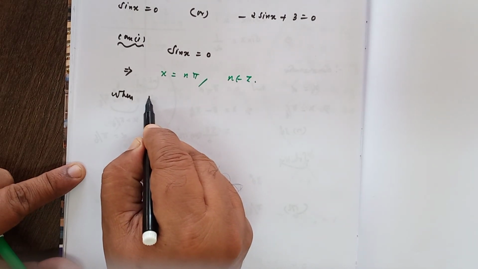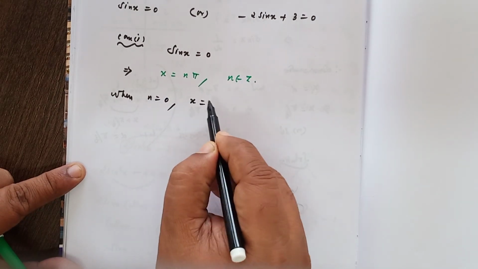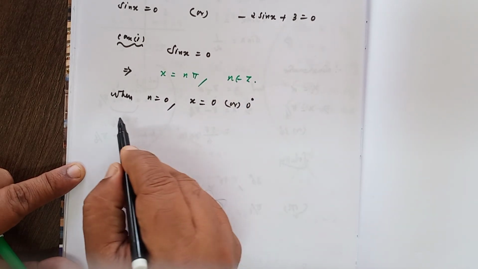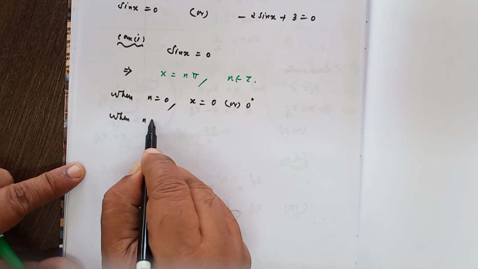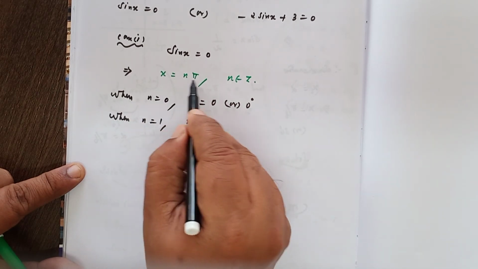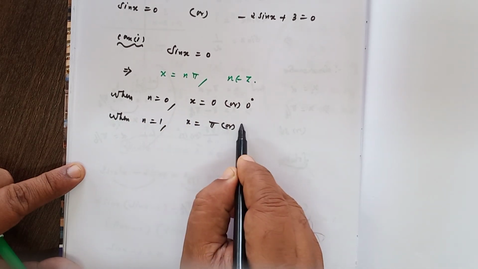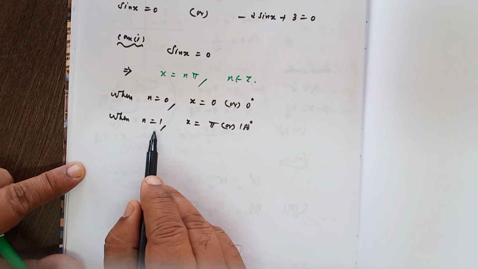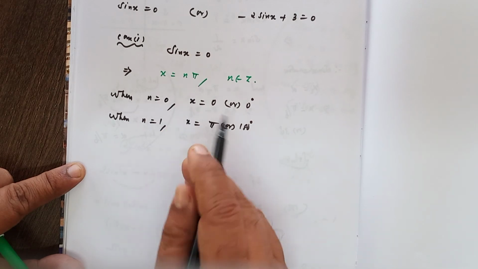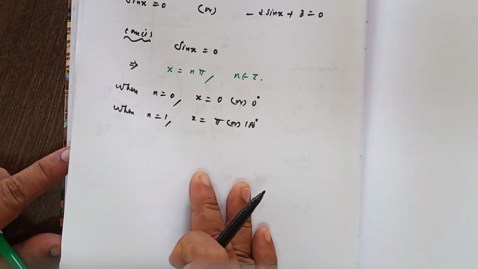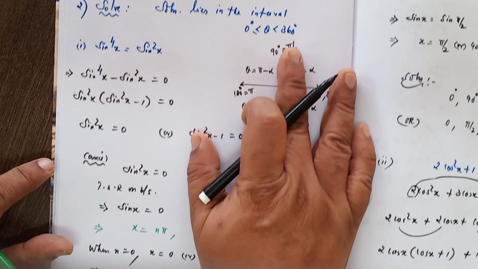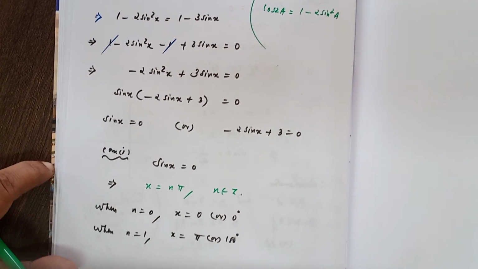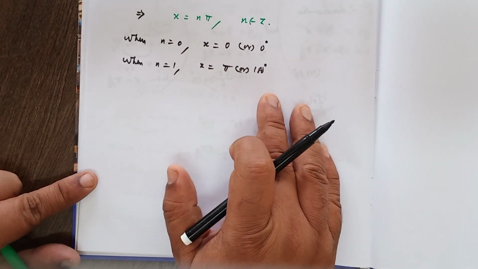When n is equal to 0, x is equal to 0 into pi, that is 0, or you can write 0 degrees. When n is equal to 1, x is equal to 1 into pi, or you can write 180 degrees. Only these two. Suppose I take n equal to 2, we will get 2 pi, which is equal to 360 degrees. 360 degrees is not included in the given interval. So I can take n equal to 0 and 1. Case 1 over. Now case 2.